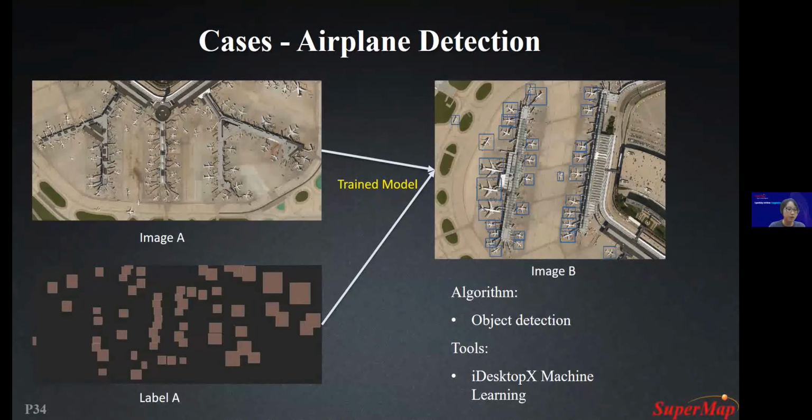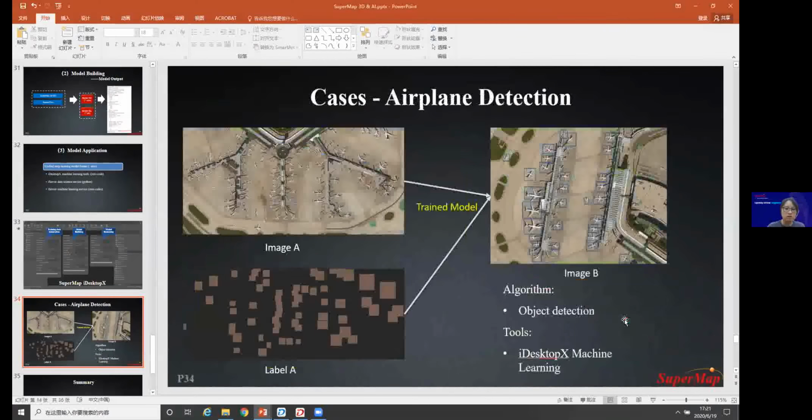Here we prepared a high resolution image. We used one part of the image to draw airplane labels. With the image and labels, we are going to create training data. Let's go to iDesktop X to demonstrate it.